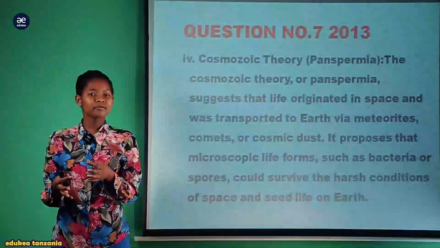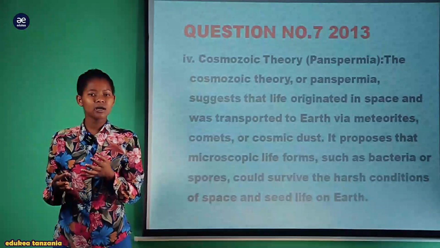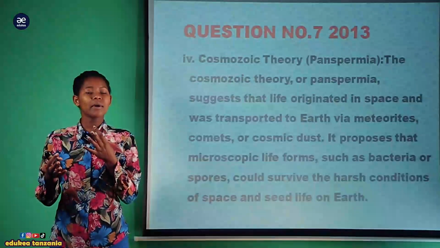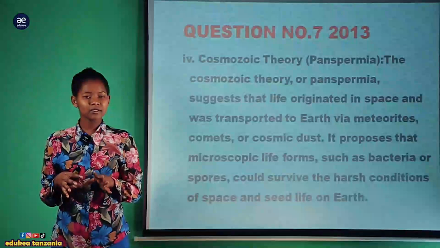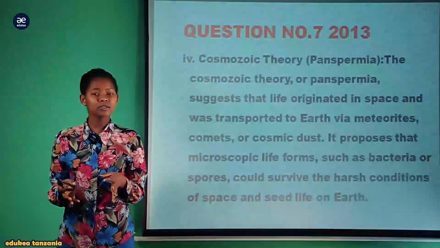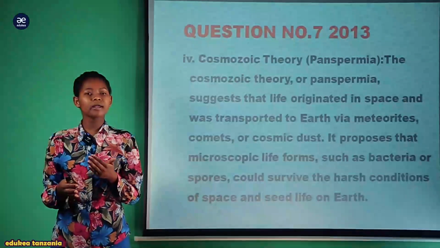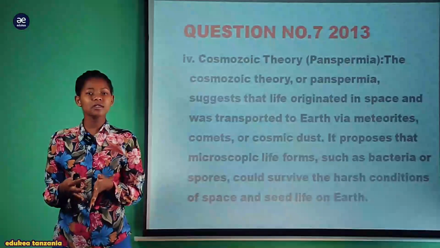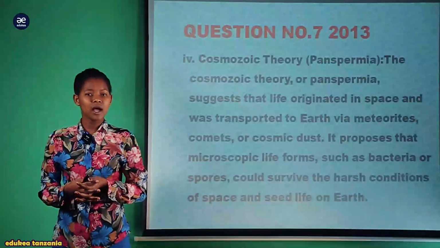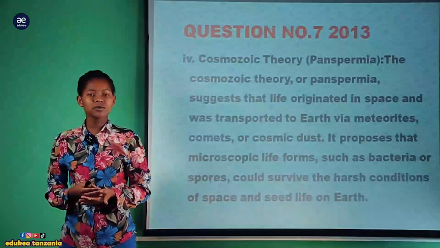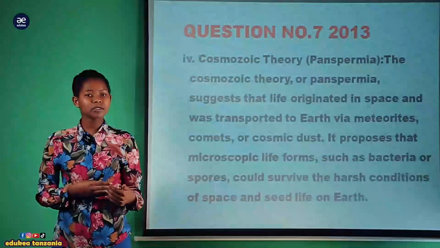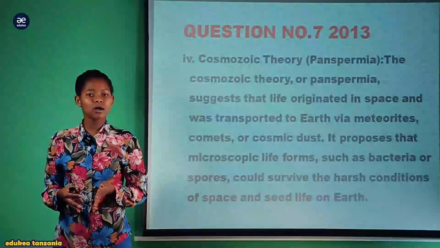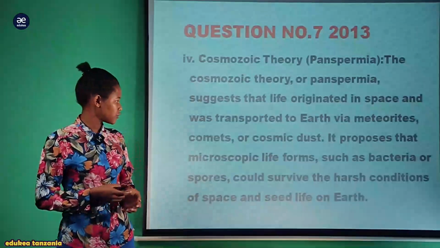So then from those meteorites and the comets, maisha yakafall into the earth. So according to this theory ikatuambia kwamba ilikuwa in the form of spores. Those spores can develop into the seed form and then living organism akatokea. So my dear student, ukiambiwa explain about this theory, you have to explain it well bila tatizo lolote.